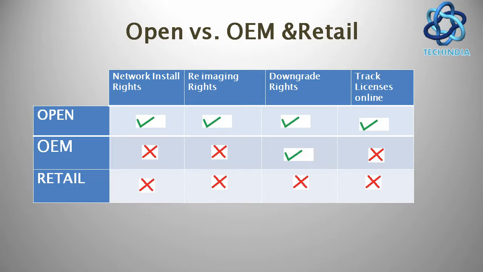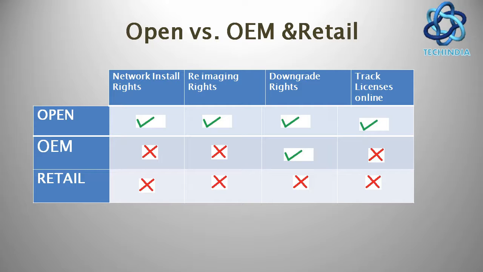And in companies, if they have more PCs, they will capture an image and deploy it over the network, which we can call reimaging rights. So once again, if they have OEM or retail, it's not going to support. Only volume license supports reimaging. Then downgrade rights: volume license and OEM will support. Retail doesn't have any kind of downgrade rights.